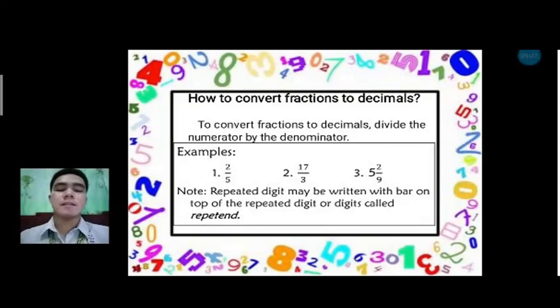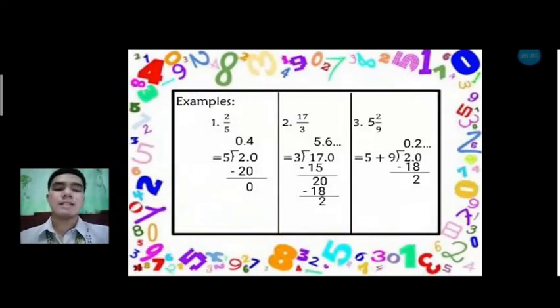Example. We have three examples: number 1, 2 over 5; number 2, 17 over 3; and number 3, 5 and 2 over 9. Take note that a repeated digit may be written with a bar on top of the repeated digit or digits, called repeating. On the latter part, you will learn more about this note. Okay, let's have the examples. Number 1, 2 over 5.